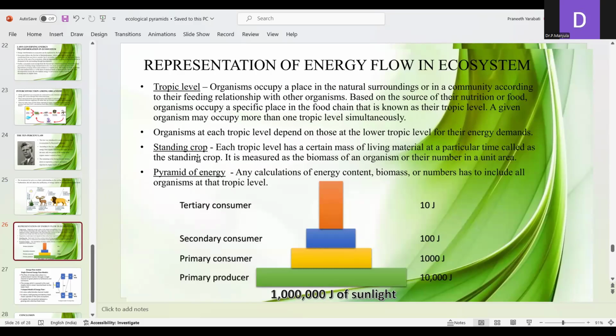Standing crop is another term. It means each trophic level has a certain mass of living material at a particular time. It is called the standing crop.